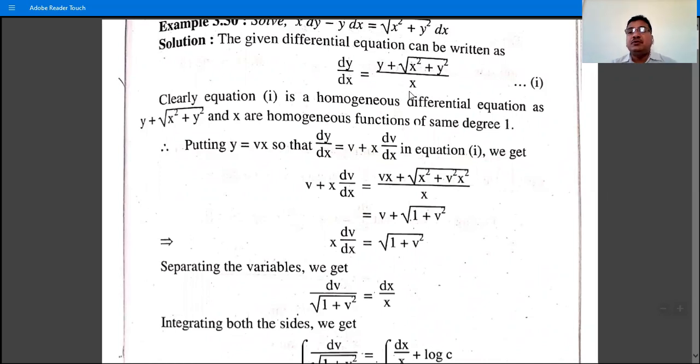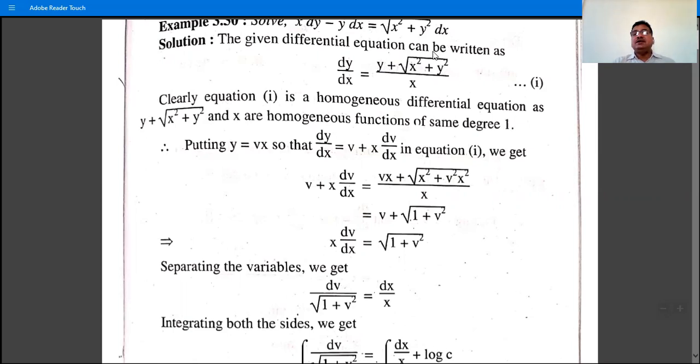And this is a homogeneous differential equation, as this y plus root x square plus y square as well as this x are homogeneous functions of same degree, and degree of each function is 1. This y plus root x square plus y square is a homogeneous function with degree 1, and this x is also a homogeneous function of degree 1. And so it is homogeneous.